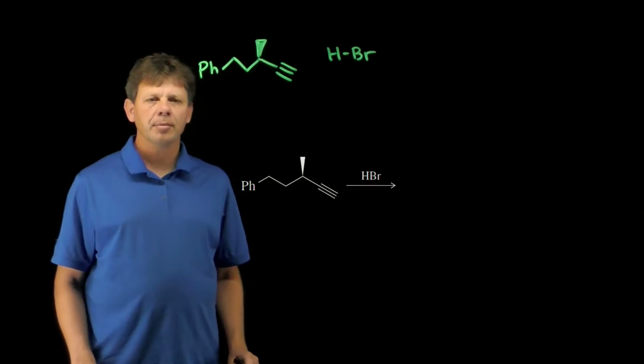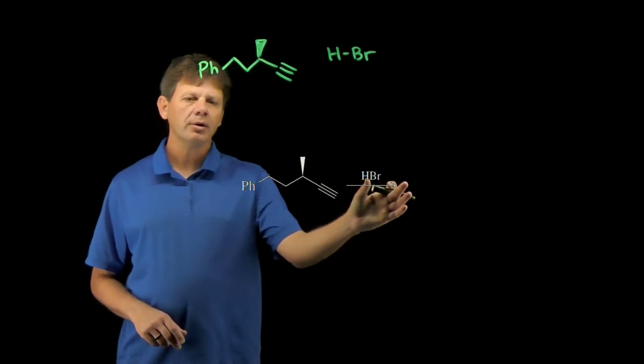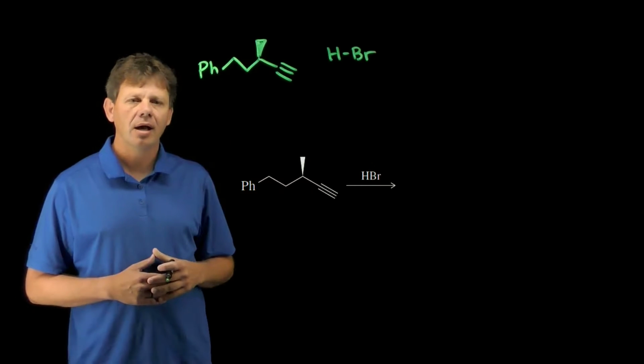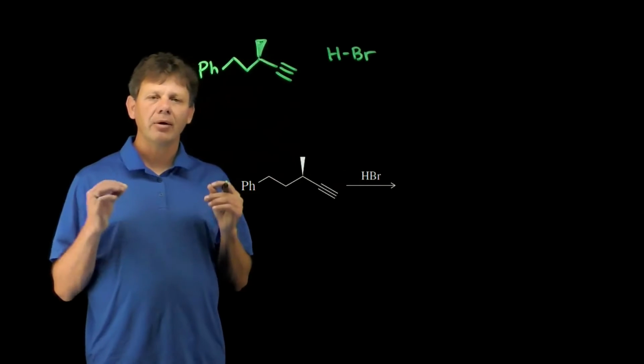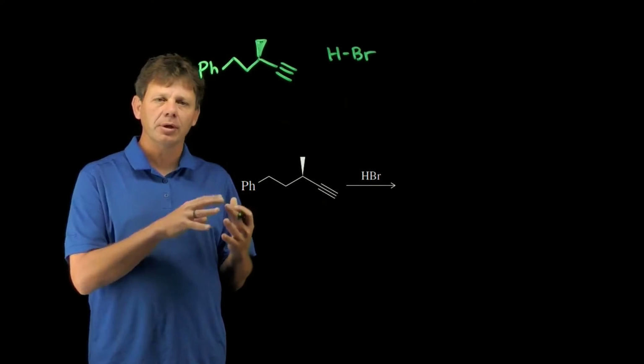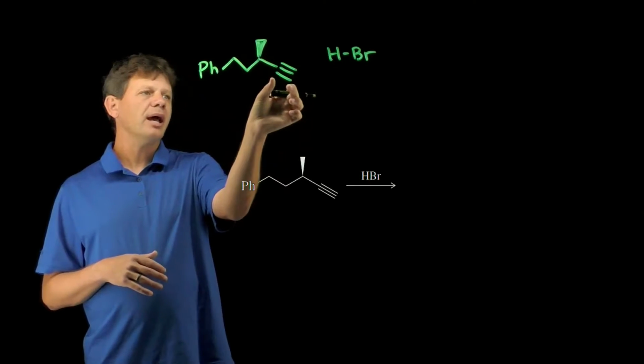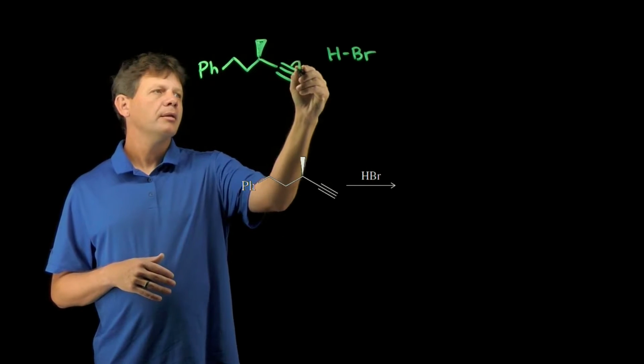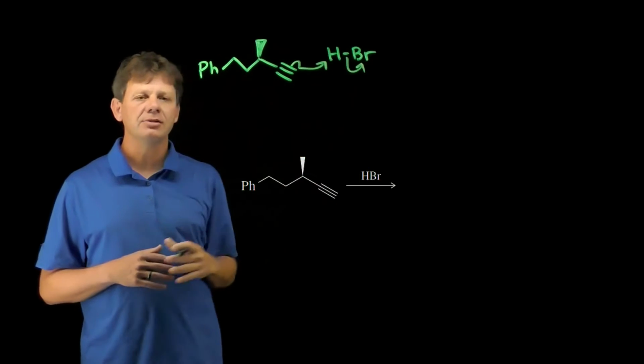This assessment asks us to predict the product of the reaction of one equivalent of HBr with an alkyne. As always, we want to think about not just what this reaction is going to produce, but how. And so we have the nucleophilic pi bond that can grab a proton from HBr.